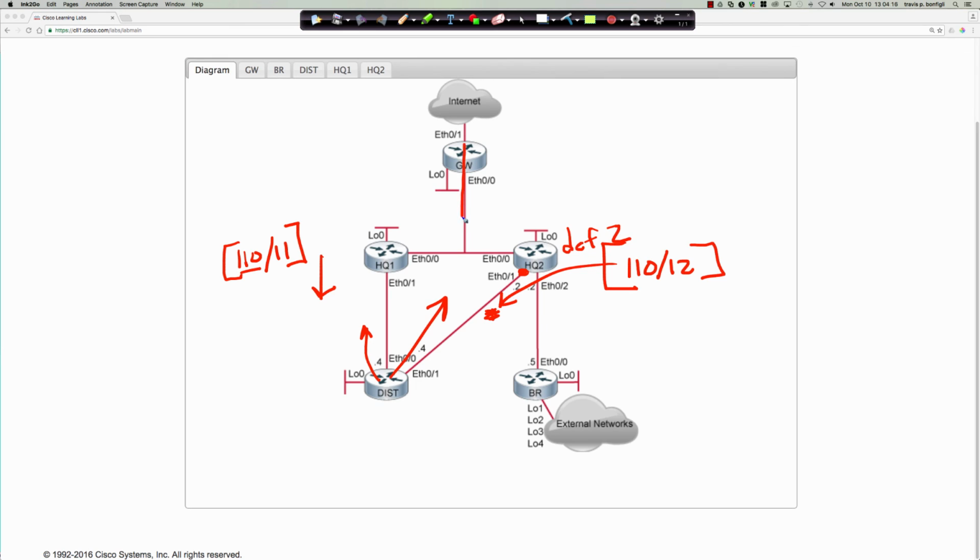Now, what about coming inbound? Well, there's my outbound interface into area 0. There's the outbound interface into area 0 off HQ1. So I simply want to make HQ2 look less attractive than HQ1. The cost of that link is 10. I'm going to make it 11. So then gateway is going to see a cost of 22 coming this way and a cost of 21 going this way.